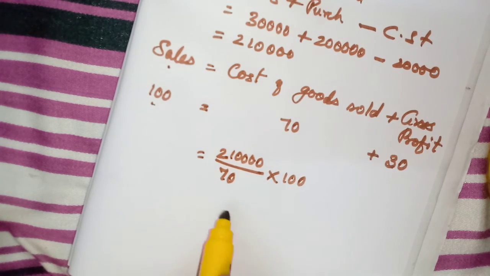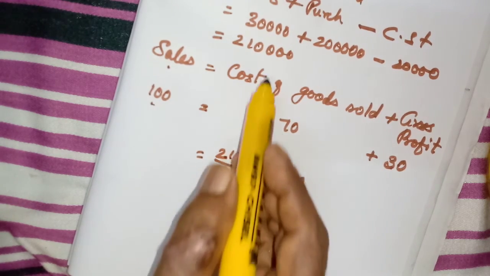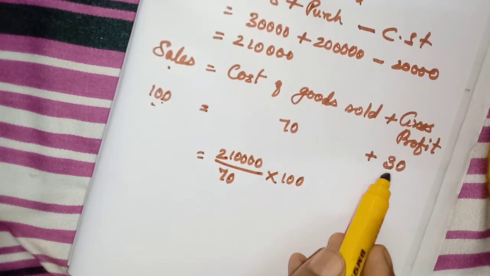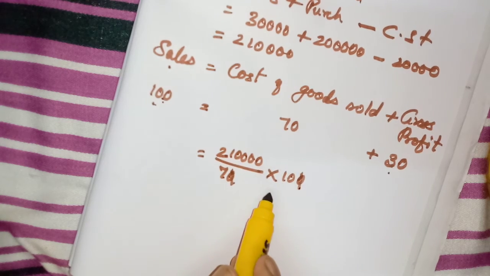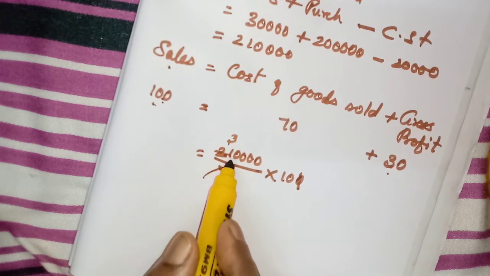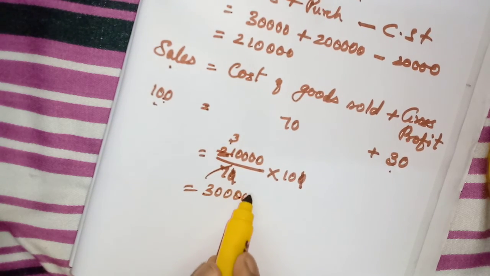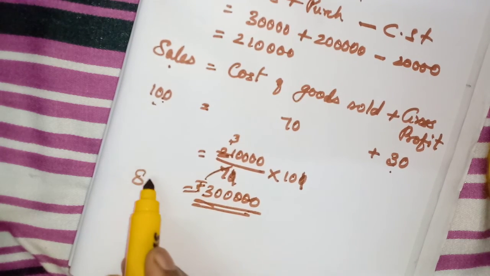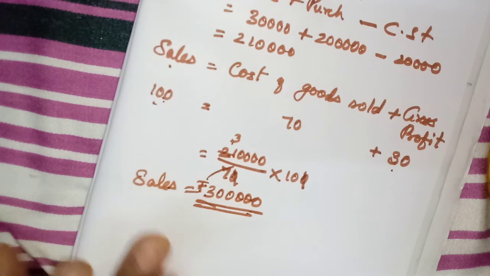Then we need to calculate the sales. 100 is how much, isn't it? If cost of goods sold is 70, so 70 is 2,10,000. Then how much is sales? Okay, profit they have given percentage. So this one simplify, 10, then 7, 3 sevens are 21, 3, 1, 4, 0, 5, 0. Okay, 3 lakh rupees is the sales. Okay, like this you have to do.